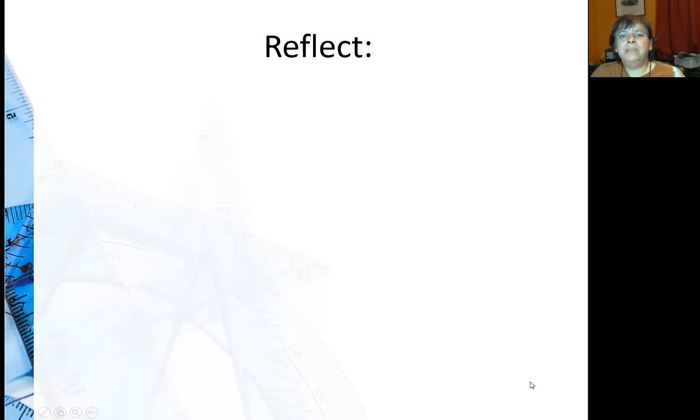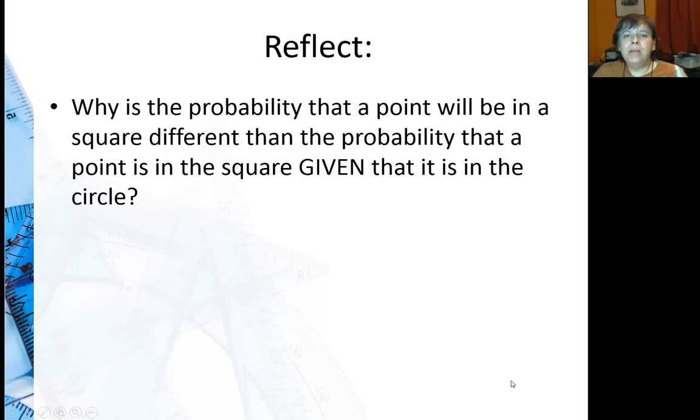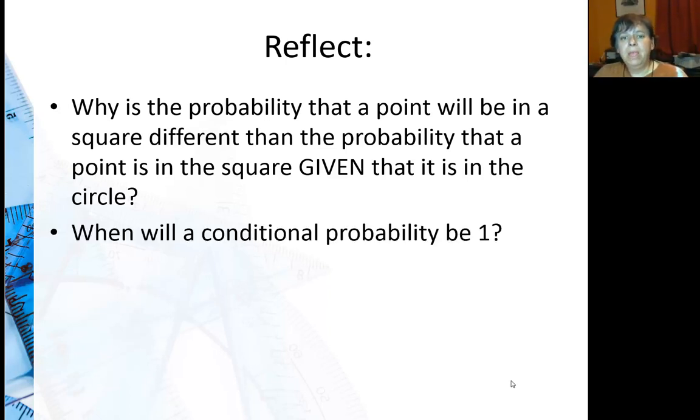So for further reflection, why is the probability that a point will be in a square, period, different than the probability that a point is in a square given that it's in a circle? When you narrow down the confines, when you make the total area smaller, that increases the probability. When will a conditional probability be 1? Well, if the area you narrowed it down only falls in the thing you're looking for, it will be 1.